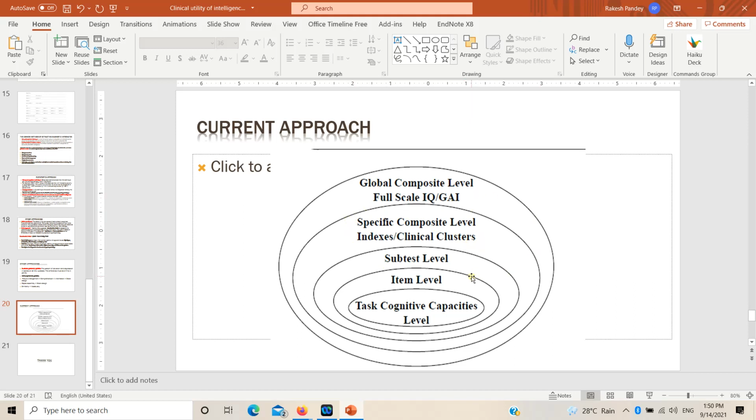Then we will come to the subtest level. We can do the scatter analysis as I suggested. Then at item level we can do the within test scatter, and we can also try to interpret the item contents. And one thing is that different tests and subtests represent different cognitive functions, cognitive capacities. We can also interpret the test scores in terms of cognitive capacities. So this is the overall.